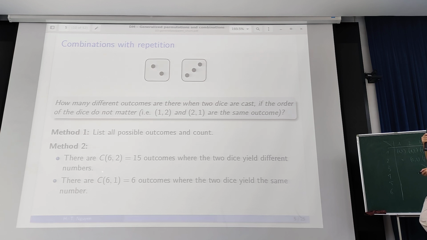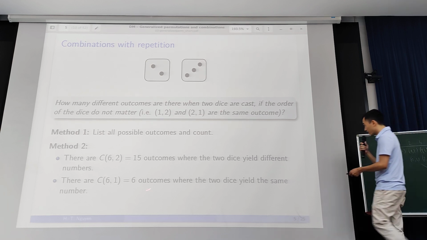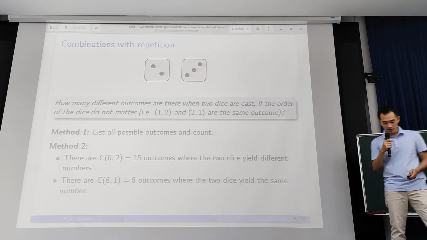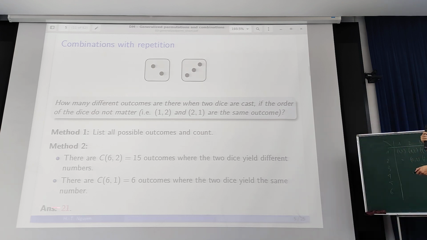possibilities. Okay? And if the two numbers are the same, then of course they can be 1, 1, 2, 2, 3, 3, 4, 4, 5, 5, 6, 6. You have 6 possibilities. And you combine the two cases, and you get the same answer, 21 possibilities. Okay? So you can do one of the two ways. So for this example, it is easy.